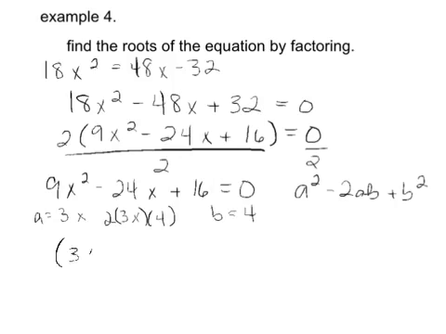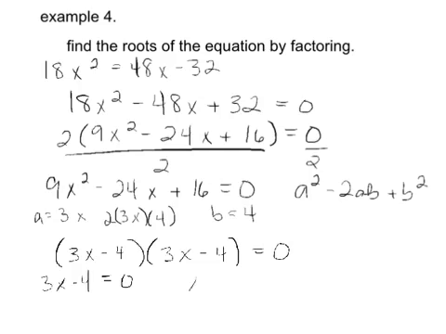We get 3x minus 4 squared, 3x minus 4 equals 0. Okay, solve. 3x minus 4 equals 0. Add 4 to both sides. You get x equals 4/3. Because each factored parentheses are the same, you only have to do it once. You have one root, and it's the same.